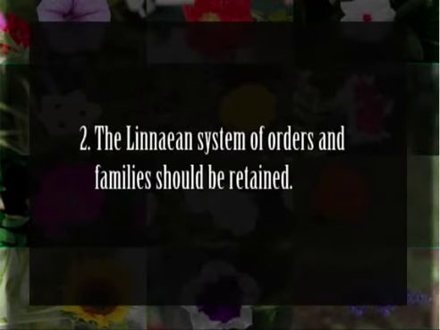Second principle is that the Linnaean system of orders and families should be retained. As we know, in the Linnaean system of classification, there were many taxonomic ranks, but in this APG system of classification, only the ranks of order and family are retained. As we know, the family is the central, basic unit in angiosperm taxonomy, and the orders are believed to be of huge value both in teaching and in studying family relationships.